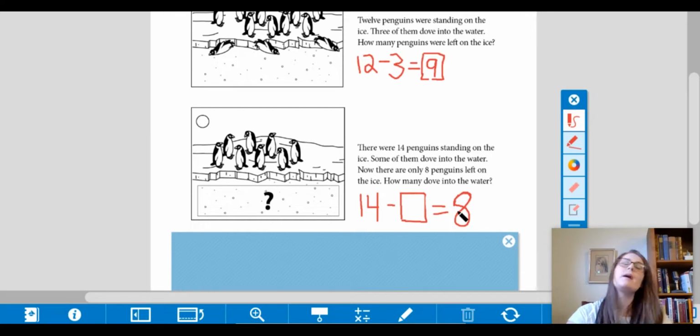So think for a quiet moment, how can you solve it when the mystery number is in the middle of the equation? What can you do? I'm going to go to my number rack and show you how I like to solve problems like this.